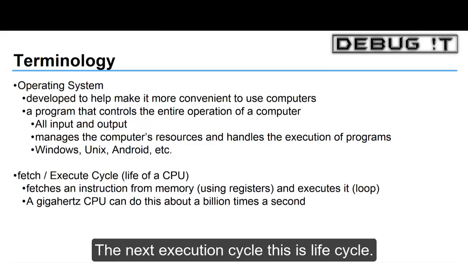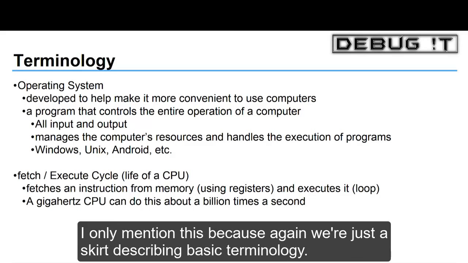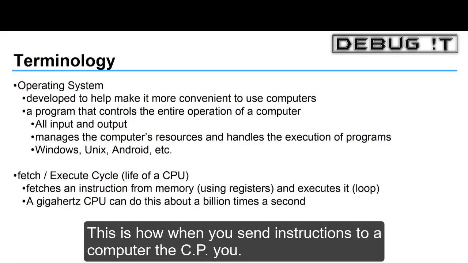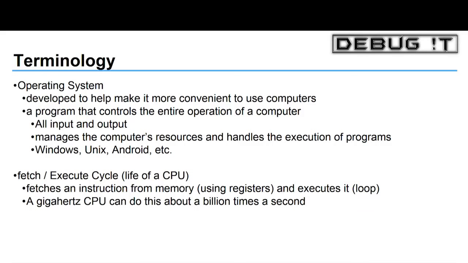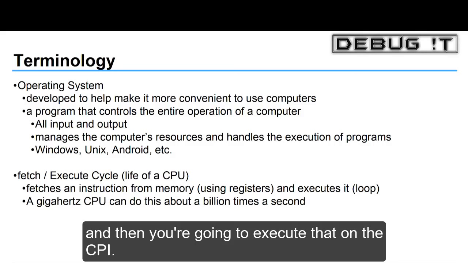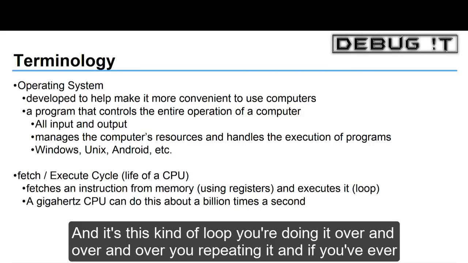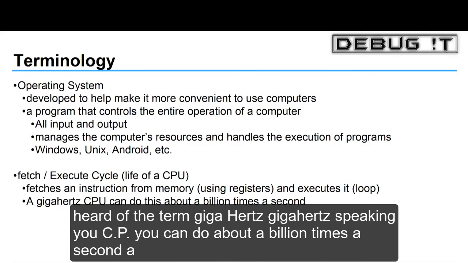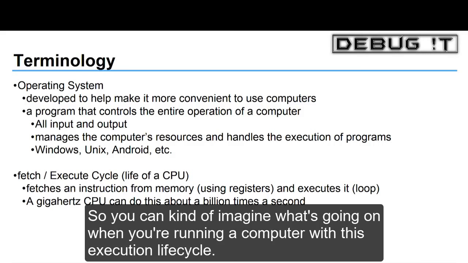The fetch-execute cycle. This is the life cycle of a CPU. I only mention this because we're just describing basic terminology. When you send instructions to a computer, what's actually happening in the CPU is you're fetching the instructions from memory, because that's the program, and then you're going to execute them on the CPU. It's a loop. You're doing it over and over and over. If you've ever heard the term gigahertz, a gigahertz CPU can do about 1 billion instructions a second. So you can imagine what's going on when you're running a computer with this fetch-execute cycle.